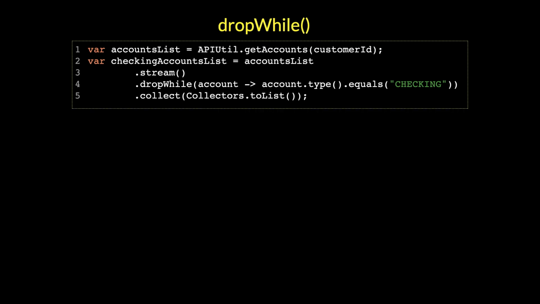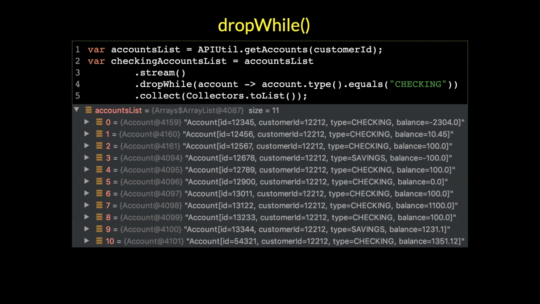Java 9 also introduced dropWhile, which does the opposite of takeWhile. For this one, we're saying drop the accounts of type checking until you get to one that's not. So with 11 accounts here, we see the first 3 are checking, the 4th is savings, the 5th through 9th are checking, the 10th one is savings, and then the last one is checking. So how many accounts do you think will be collected here in checking accounts list?